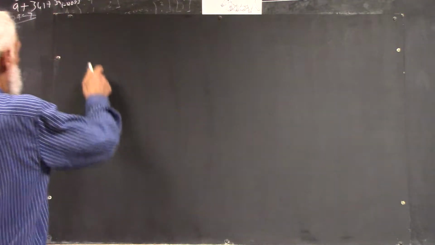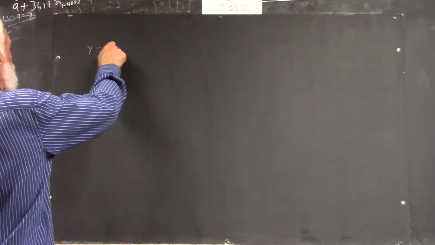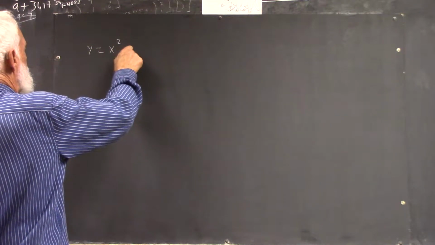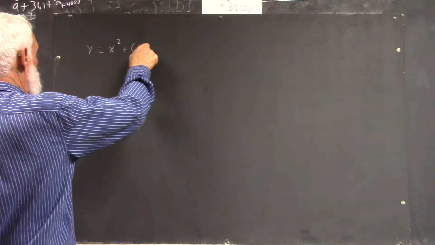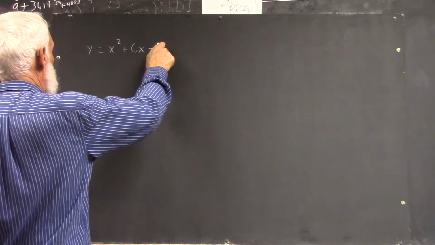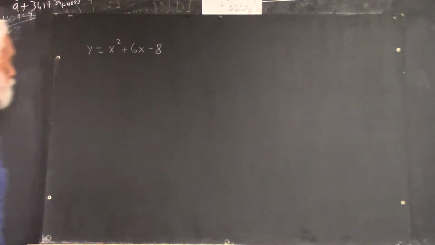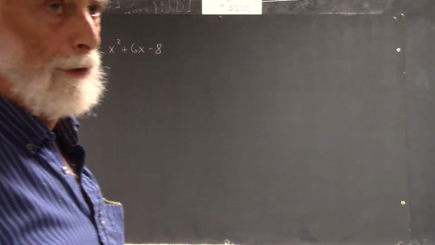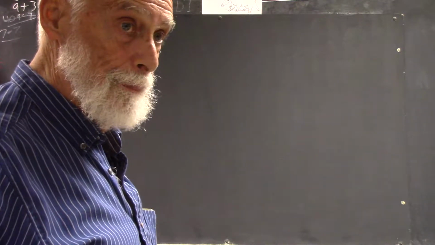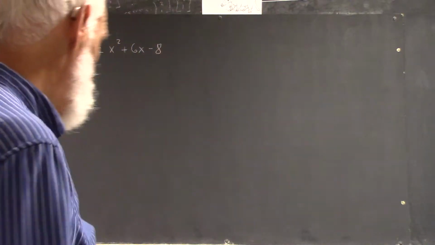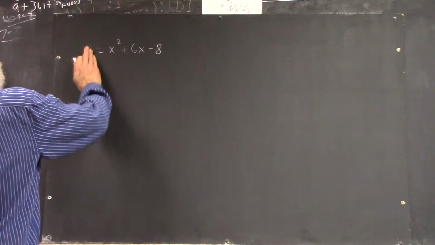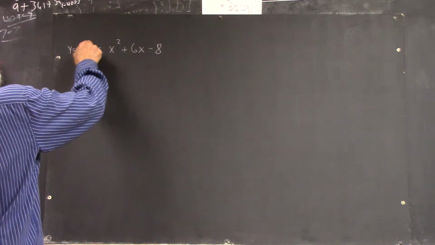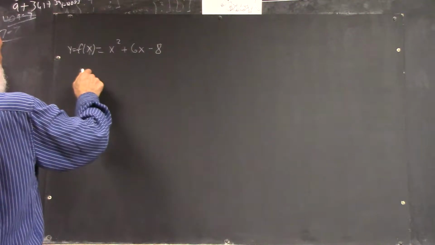So let's just take the function x squared plus 6x minus 8 and figure out what its graph looks like. Okay? Now, let's write that as y equals f of x. Okay?